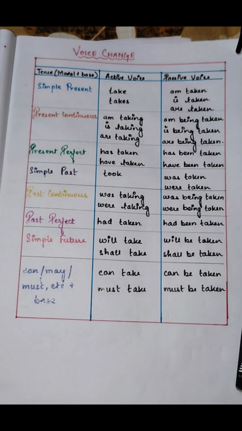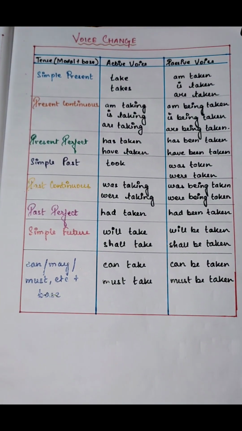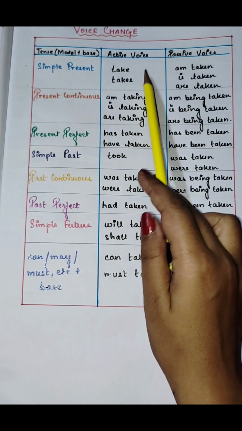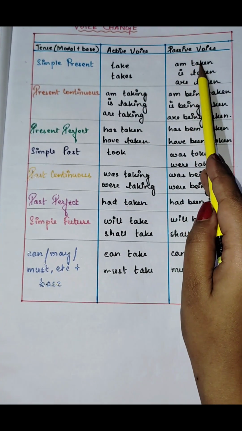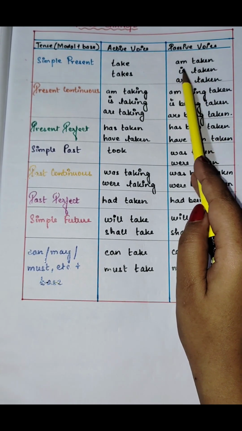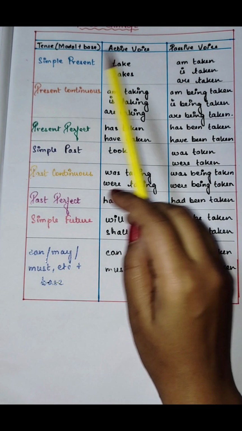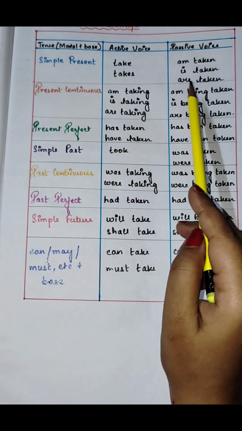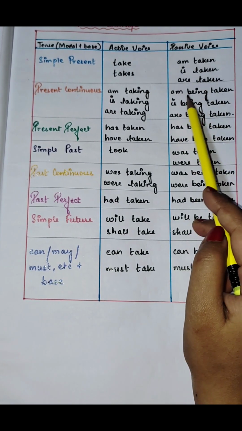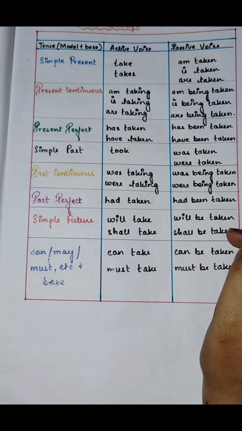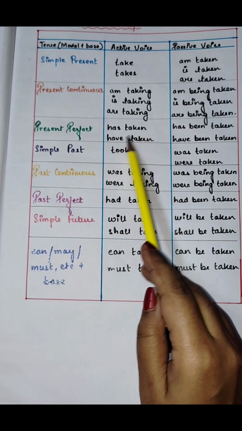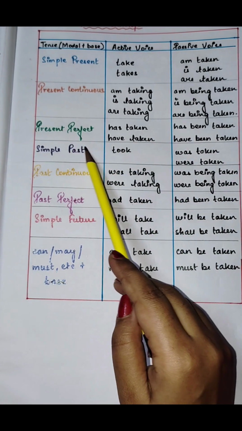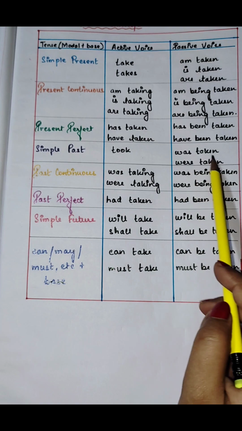Now we will go through this chart. I have made this chart for you people to understand better how the voice change occurs. Okay, so here we can see in simple present tense, in active voice it becomes take or takes, and in passive voice it becomes am taken, is taken, or are taken. Okay, in present continuous, am taking, is taking, or are taking is used, while in the passive voice am being taken, is being taken, or are being taken is used. In present perfect, has taken or have taken, while in the passive voice has been taken, have been taken is used. For simple past, took, was taken, were taken.